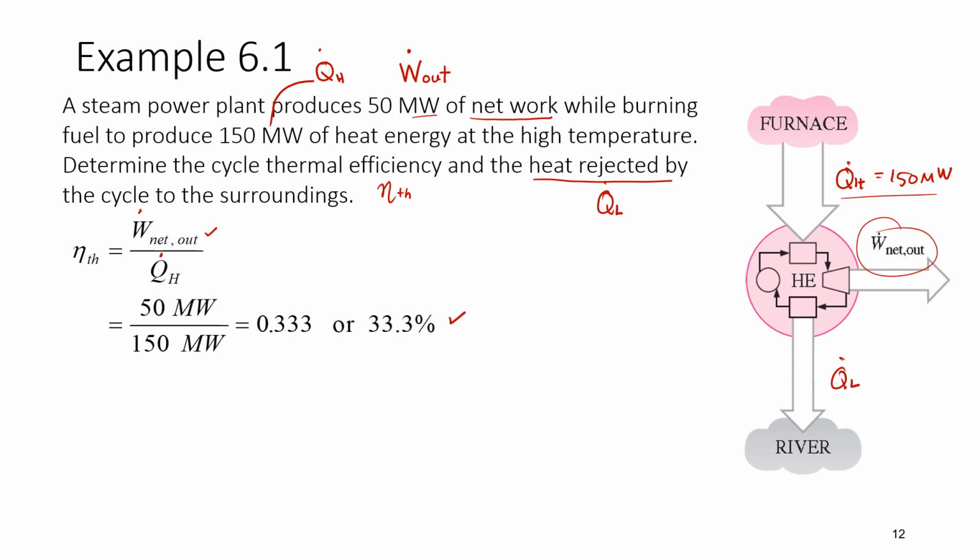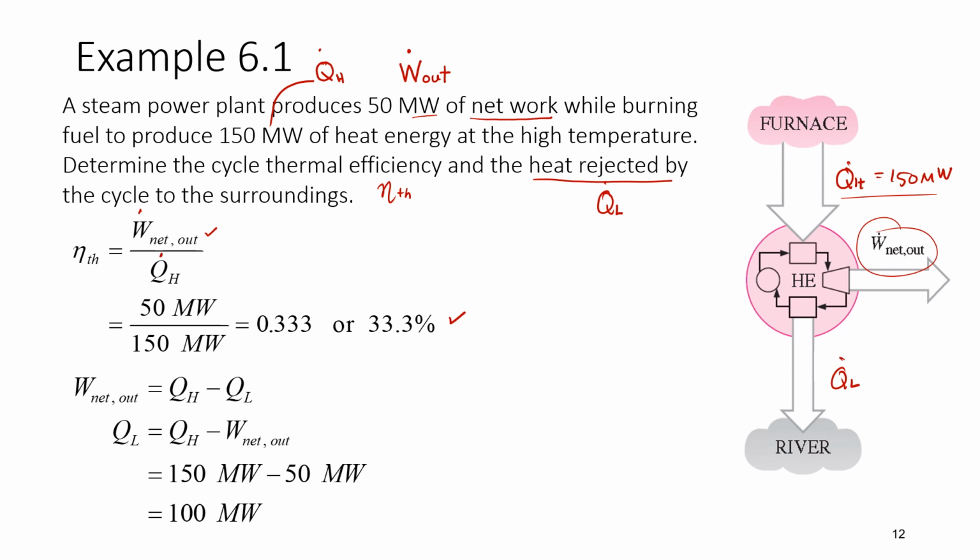Okay, the next part is heat rejected, QL. So what equation do we have? Work output is equal to QH minus QL. Very simple. You can add the dot here to show that you're talking about rate. So QL is just 150 minus 50, 100 megawatt. So 100 megawatt is being rejected. Very straightforward application of the equations.